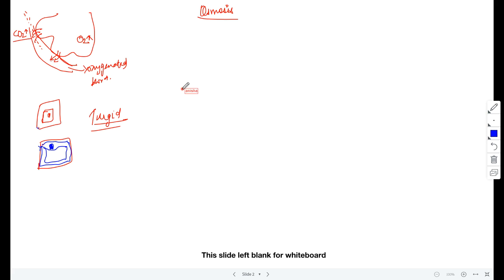So this osmosis is basically the movement of water molecules from a region of high water concentration to low water concentration through a selectively permeable membrane until it's equal, right? Does that make sense? Through a selectively permeable membrane until it's equal, because the water molecules need to be equal at the end, right?